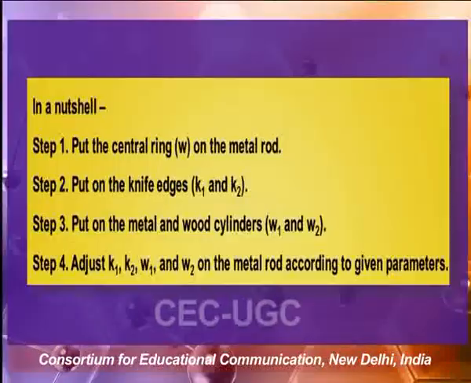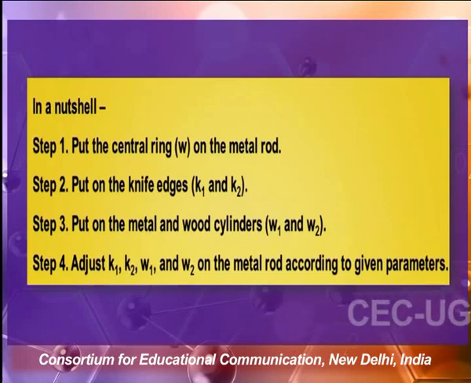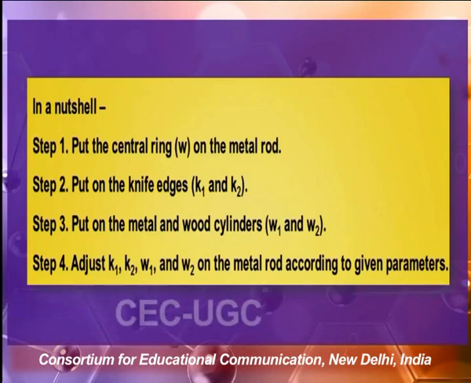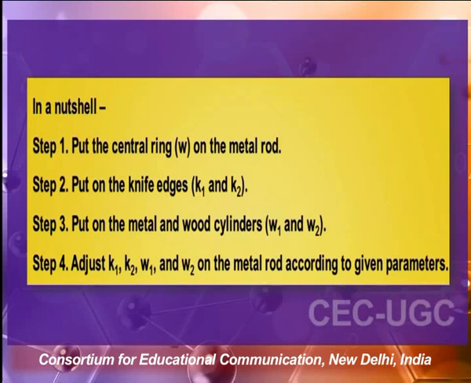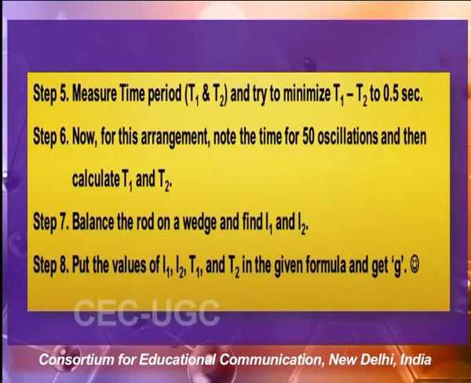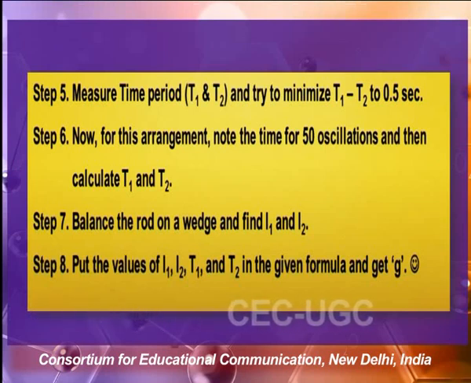Put the central rings on the metal rod. Second step, put on the knife edges K1 and K2. Third step, put on the metal and wood cylinders W1 and W2. Adjust K1, K2, W1 and W2 on the metal rod according to the given parameters. Measure time periods T1 and T2 and try to minimize T1 minus T2 to approximately 0.5 second. For this arrangement, note the time for 50 oscillations and then calculate T1 and T2. Balance the rod on the wedge and find L1 and L2. Put the values of L1, L2, T1 and T2 in the given formula and get the value of small g.